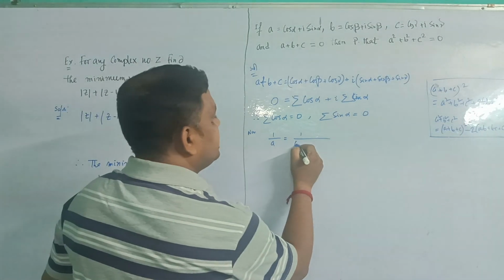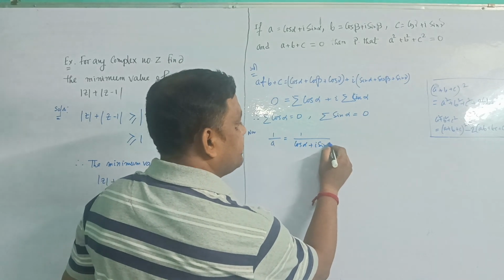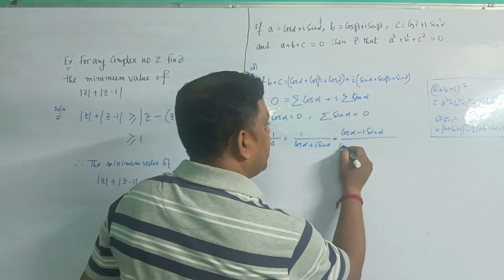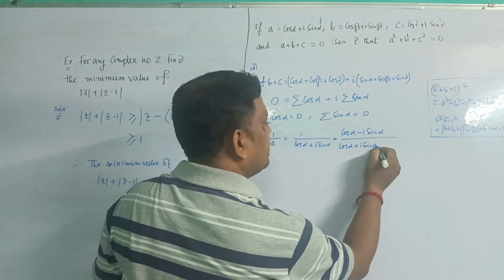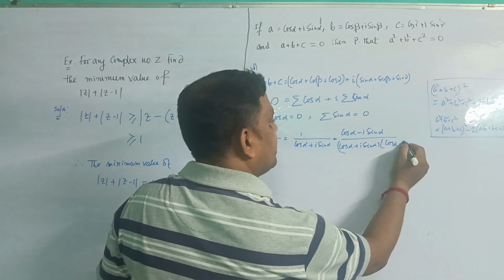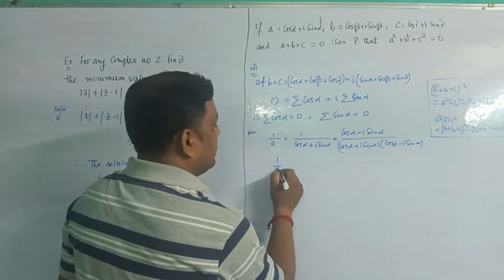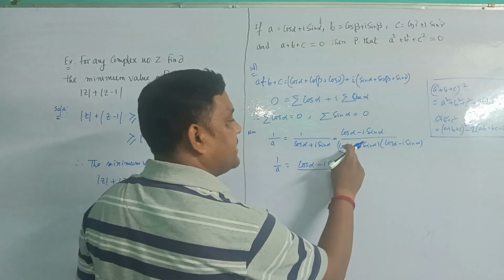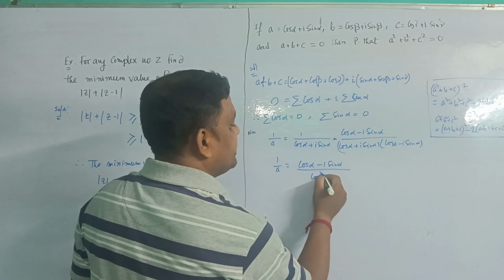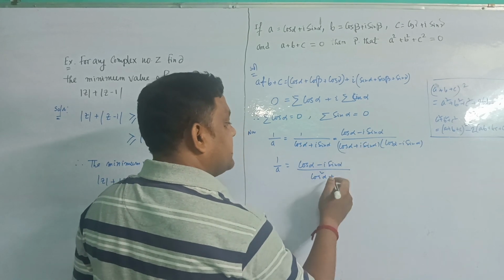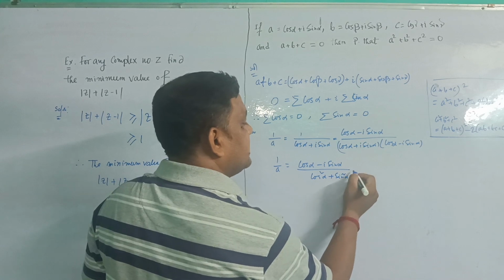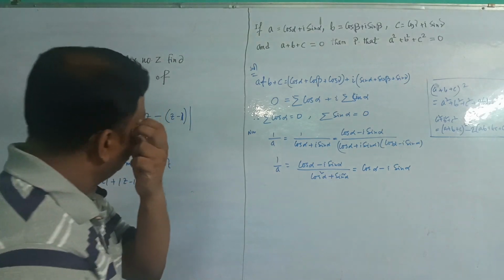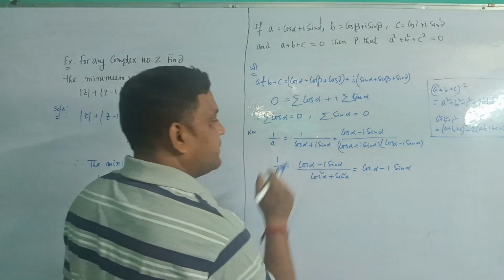So 1 by a is equal to cos alpha plus i sin alpha, and if we rationalize it, cos alpha minus i sin alpha over cos alpha plus i sin alpha into cos alpha minus i sin alpha, or 1 by a is equal to simply cos alpha minus i sin alpha whole divided by a plus b, a minus b, that means a square minus b square. i squared means minus 1, so minus minus plus 1, here sin alpha, so this becomes cos alpha minus i sin alpha. Similarly for 1 by b and similarly for 1 by c.